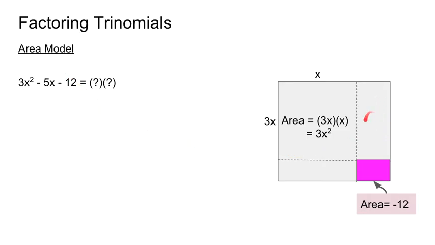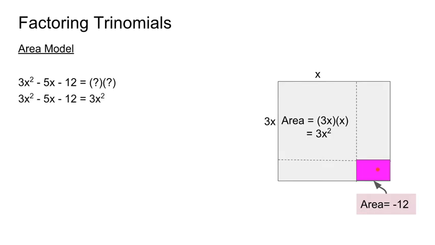This one here is definitely going to have an x. How do I know? Because the length is 3x. This here is going to have an x. How do I know? Because the width is x. So the only part that can't have an x in it is this pink part. So that means it has to be negative 12. The area has to be negative 12, that pink rectangle.